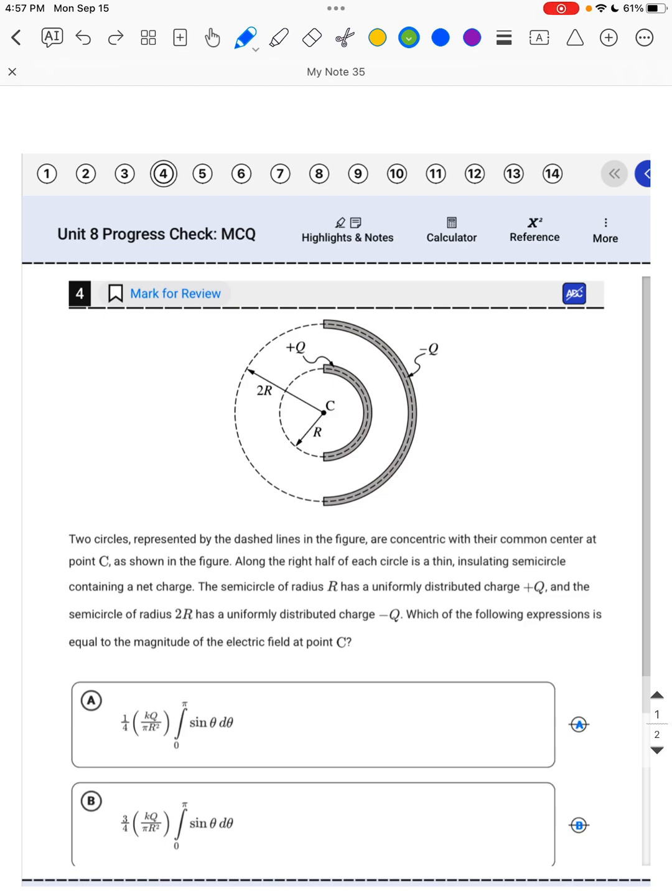All right, so this is problem number 4, MCQ from the progress check. It's a little harder than what I would normally give you on a test or a quiz, so don't stress out if you don't understand it, but for those of you who really want to learn and see where these are coming from, I'm going to walk you through this video.